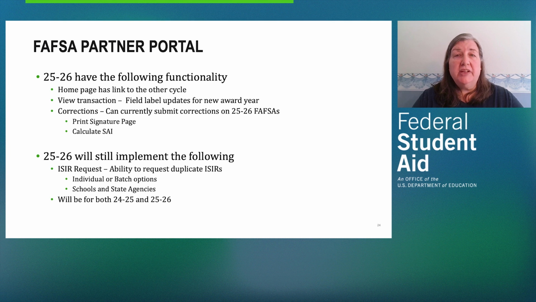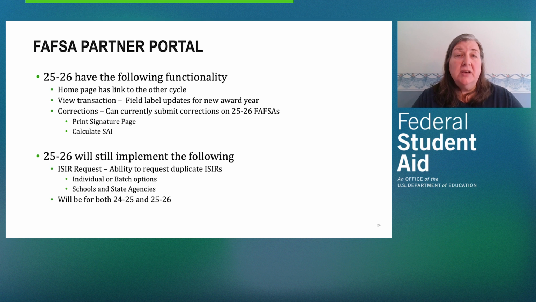And then within the corrections functionality, they can also print a signature page if they need to capture an electronic signature, or they can also calculate an estimated SAI. So if you make changes before you submit them, you can actually do a calculate and see what the new SAI would be based on the changes that you're thinking about submitting on the record.